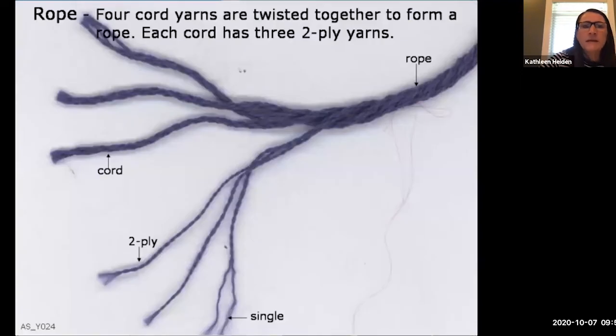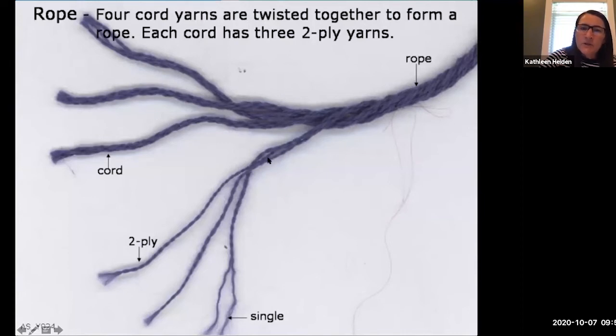All right, so here's an example of a rope. And this is a simple yarn because it's smooth and regular along the length of the entire yarn, okay? So we have our rope, and if we begin to untwist that, we have 1, 2, 3, 4 cords that have been twisted together to make our rope, okay?